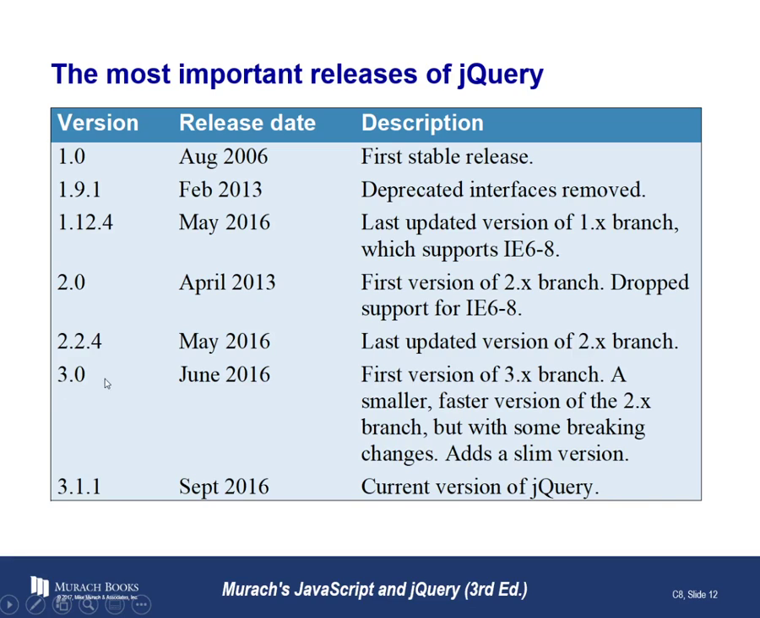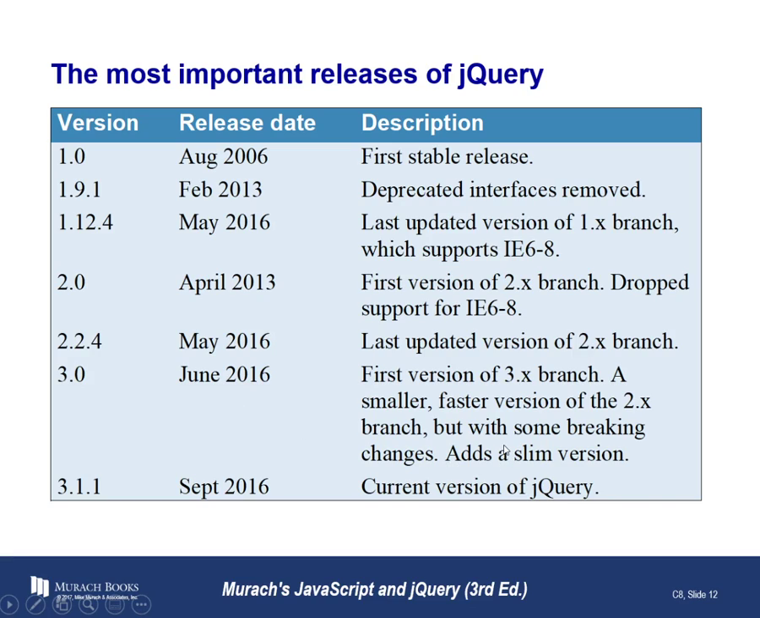Then version 3, 2016, is when they started working on actually condensing, so a smaller source code, as well as making it perform faster. And it also added a slim version, but with some breaking changes. What that means is if you wrote version 2 and just tried to update it to version 3, odds are some of the things in version 2 wouldn't work in version 3. Right? So it wasn't backwards compatible.